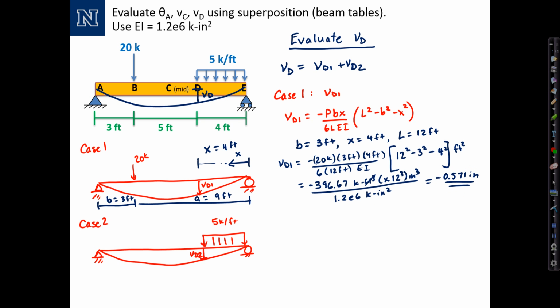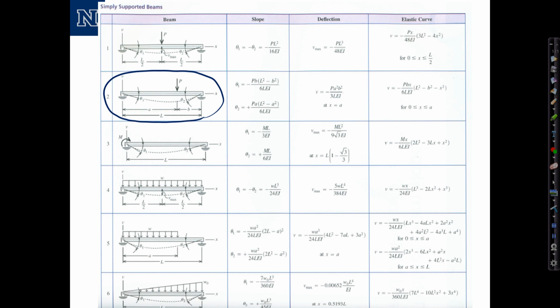Case 2, the distributed load. Let's look at the load case. It's distributed load over part of the beam. Notice that we're wanting to evaluate the deflection right at the end of this distributed load. So that is a special case, this one right here, at x equals a, and we can use this equation. Of course, we have to remember our distributed load is at the right end of the beam, so we're going to flip the coordinate system once again.